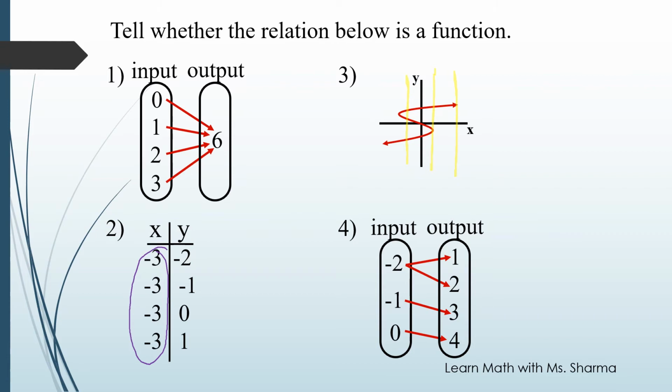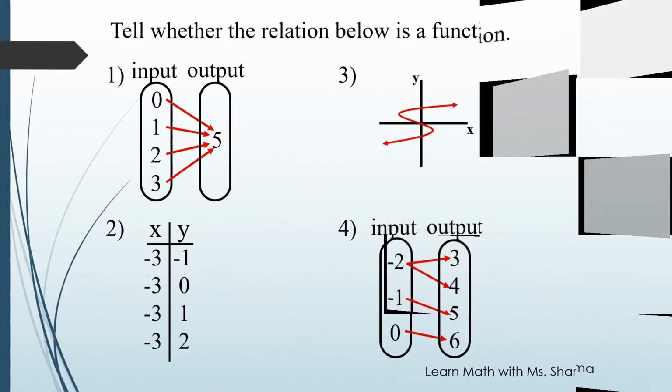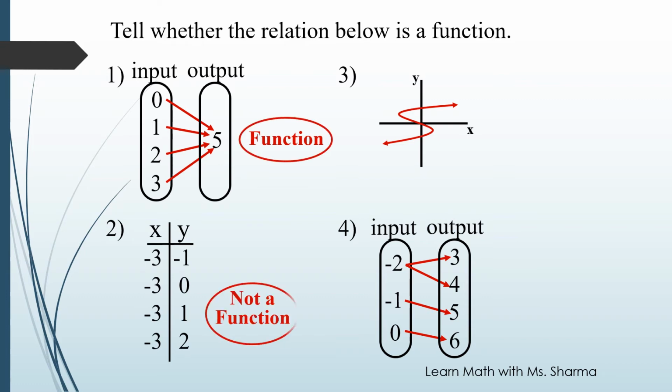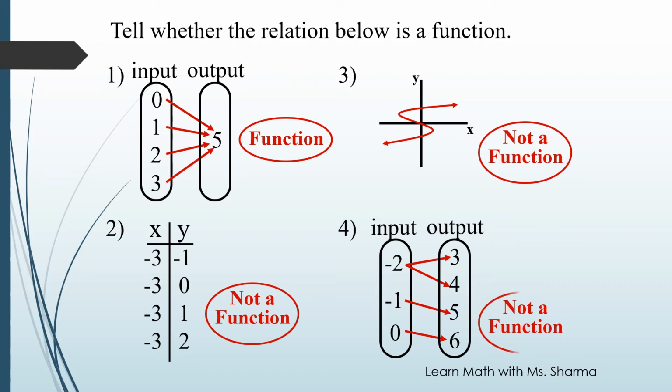Number 4, you can see -2 goes to 1 and -2 goes to 2. -2 is repeated. Therefore, this is not a function. These are the solutions from the previous slide that I was explaining.